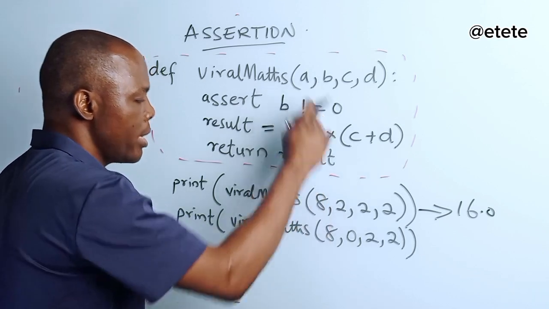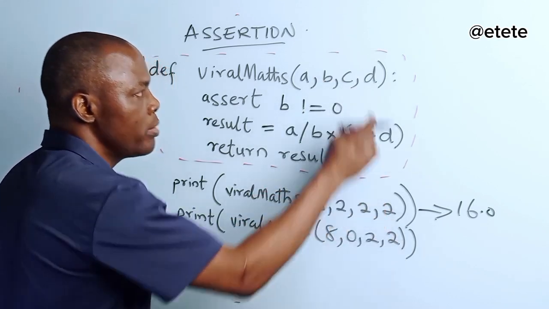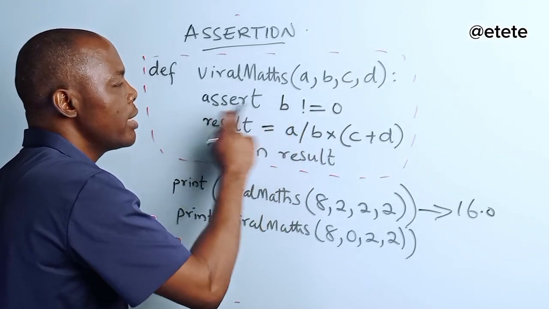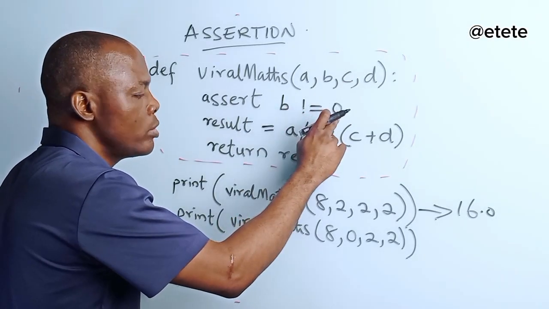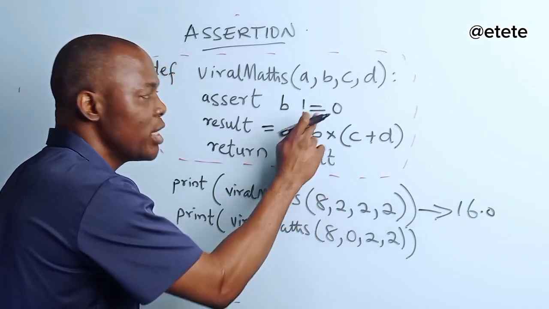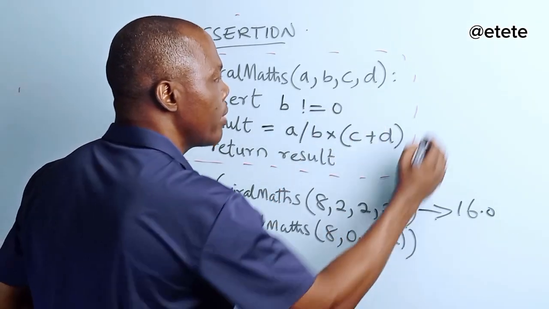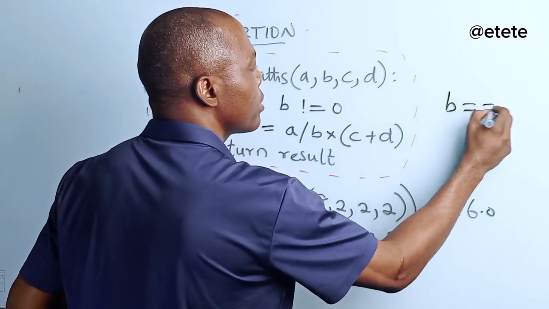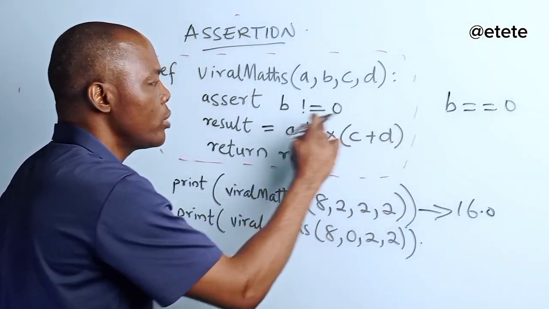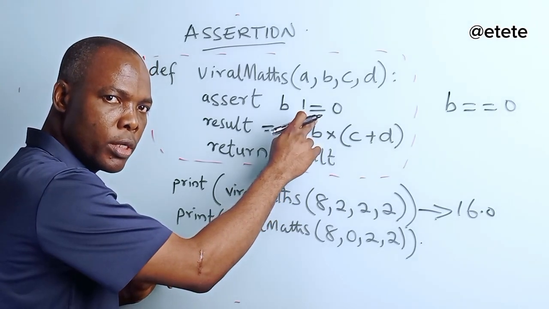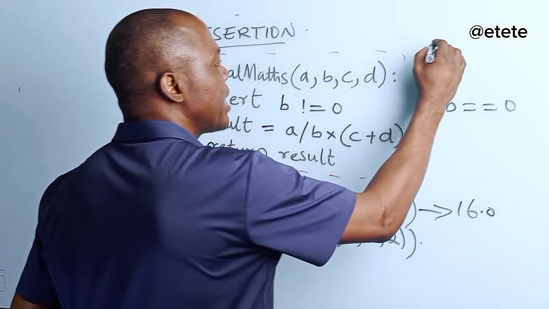8 will be given to A, 0 will be given to B, 2 will be given to C, and this other 2 will be given to D. Then it will go in and test this, B not equal to 0. No, that is false, because B is actually equal to 0. In this one, B equals 0, so this condition is not true. This condition is false. Now, at this stage, it's going to raise the assertion error.